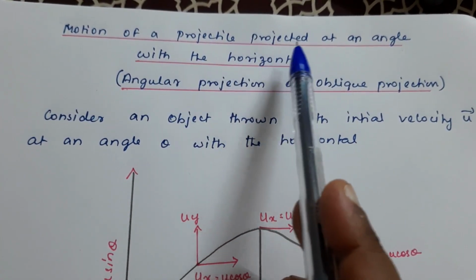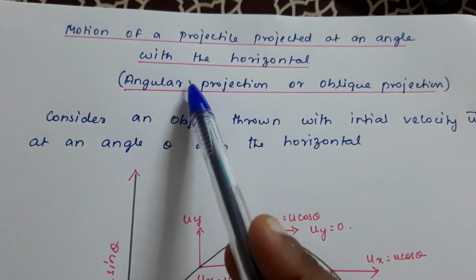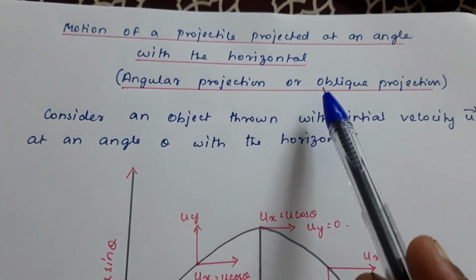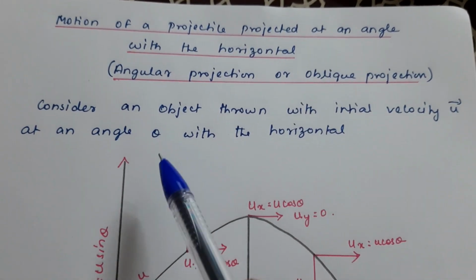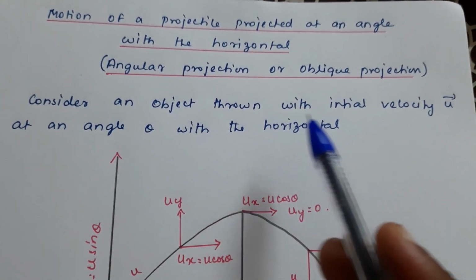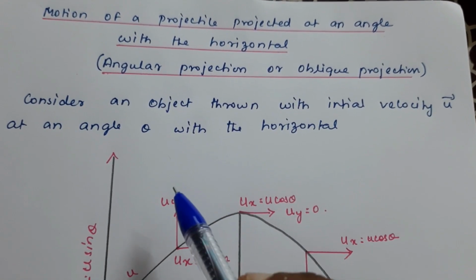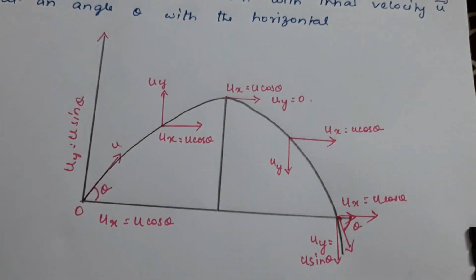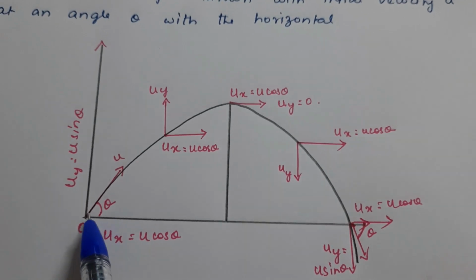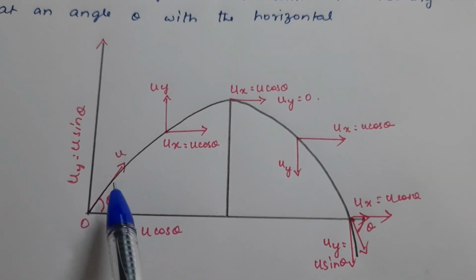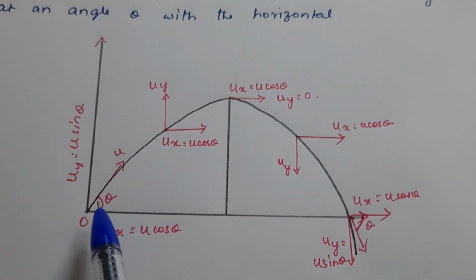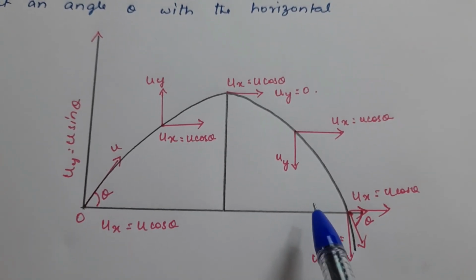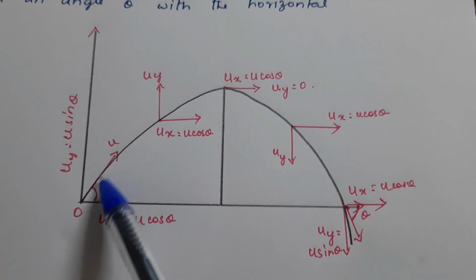Motion of a projectile projected at an angle with the horizontal. It is otherwise called angular projection or oblique projection. Now we are going to consider an object thrown with an initial velocity u at an angle theta with the horizontal. So this is the diagram representing that. The object is thrown with the initial velocity u, making an angle theta with the horizontal. So the path of the object is like this.